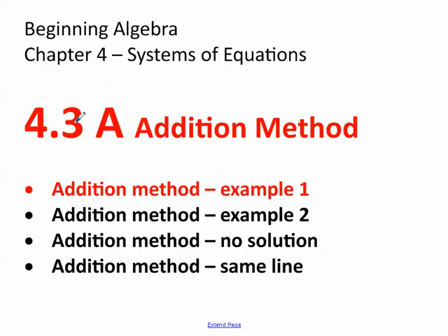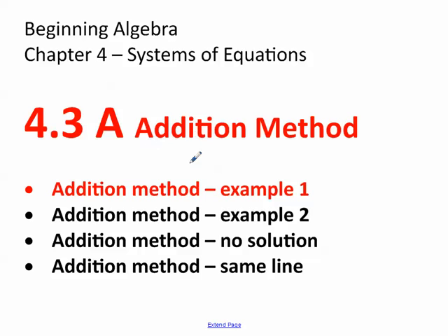The first method, 4.1, was graphing, and we found that it was kind of cumbersome, and not quite so precise either. 4.2 was the substitution method, where we could substitute one value in for x or y into the other equation and solve a system for x and y. This second method, 4.3, the addition method, or the substitution method, is what I recommend using to solve a system of equations.